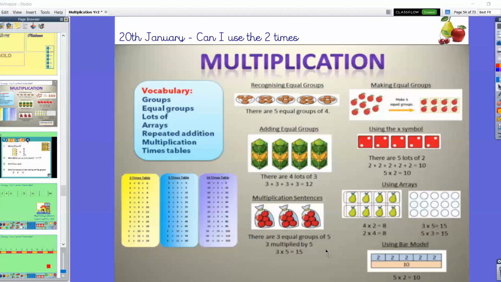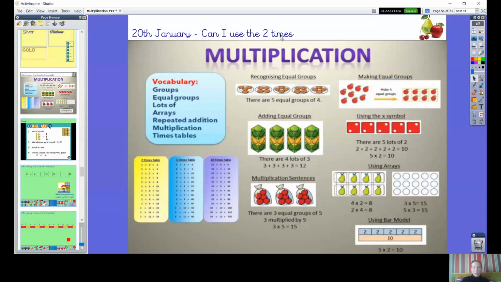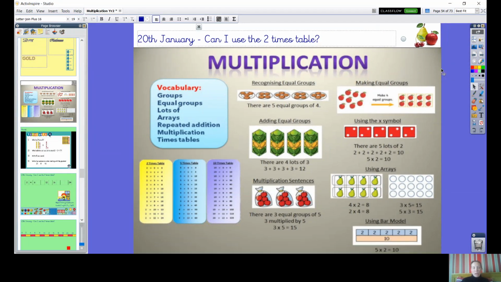Okay, good morning everybody on the 20th of January. So today we are going to be learning and focusing on our 2 times table.